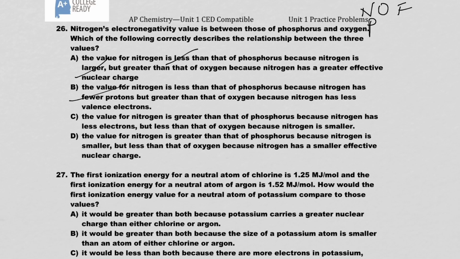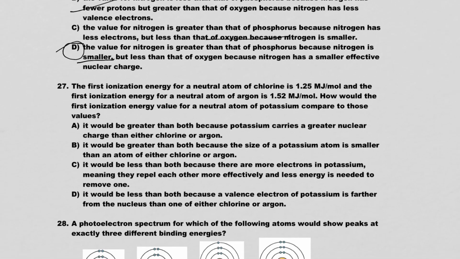Let's keep going. C, the value for nitrogen is greater than that of phosphorus. Okay, that sounds good because nitrogen has less electrons, but less than that of oxygen because nitrogen is smaller. Is nitrogen smaller than oxygen? No, it's not. And then when we look at D, the value of nitrogen is greater than that of phosphorus because nitrogen is smaller. There we go. But less than that of oxygen because nitrogen has a smaller effective nuclear charge. That's it. Those questions to me are hard because you really have to think about every part of the statement to see if anything is false.